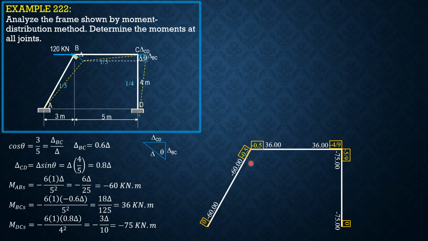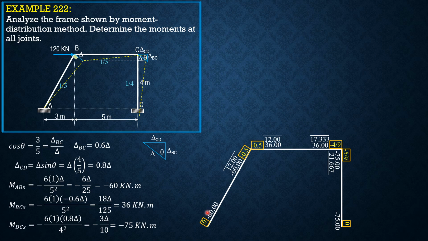So we begin with B. So the quantity negative 60 plus 36 times negative 0.5 is 12 kilonewton meter. This is also 12. The quantity 36 minus 75 times negative 4 over 9 is 17.333. So here, times negative 5 over 9, so 21.667. Here it's 0, so I will not just put 0.